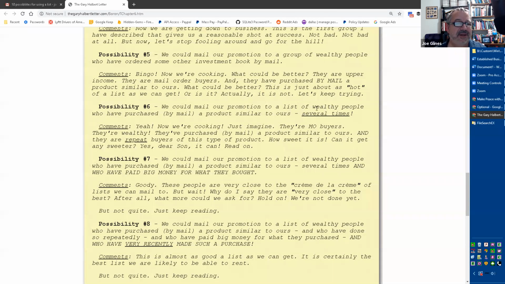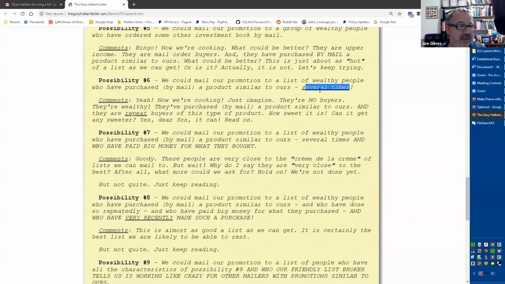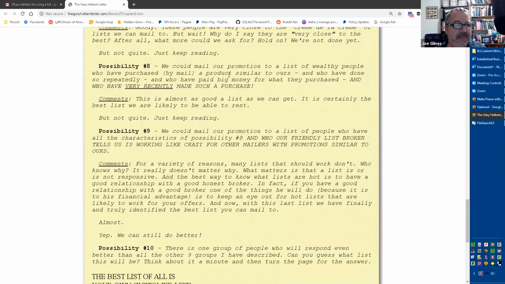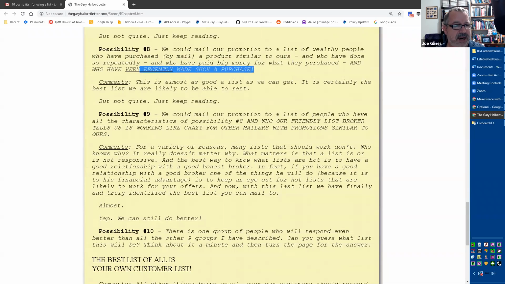Or we can do it to the wealthy people who've purchased by mail a product similar to ours, but they purchased several times, right? So again, it's a smaller list, but suddenly we're like, wow, these guys are really likely to be interested. Or we could do it for a list of wealthy people who purchased by mail similar to ours several times and who've paid big money for what they bought, right? So the actual dollar value of what they bought. Same thing, it all kind of keeps adding on. Wealthy people who purchased by mail, similar to ours, who've done so repeatedly, who have paid for big purchases, and recency. So they recently did it, right? So that's like, holy hell, right?